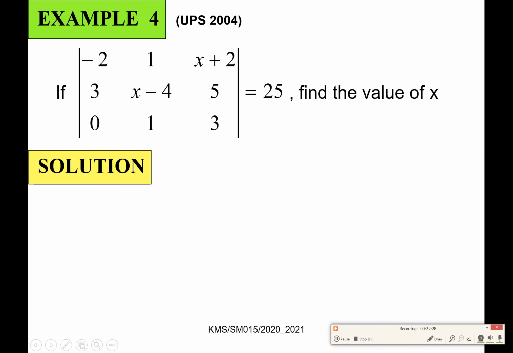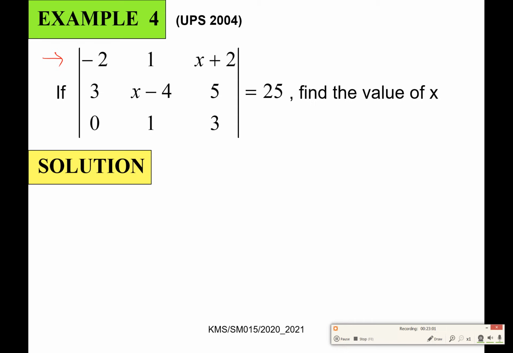Okay, this is one example for the exam question. If they didn't mention that this is a determinant, but just by observing this symbol, this is actually the determinant of this matrix equal to 25. So find the value of x. So where do we start? You can just calculate from anywhere, for this row or this column, anywhere. But I choose to start with the first row.